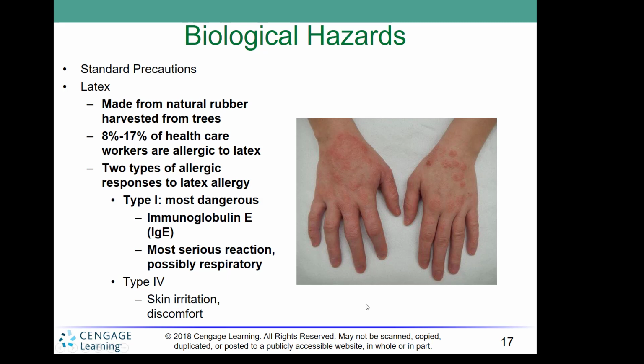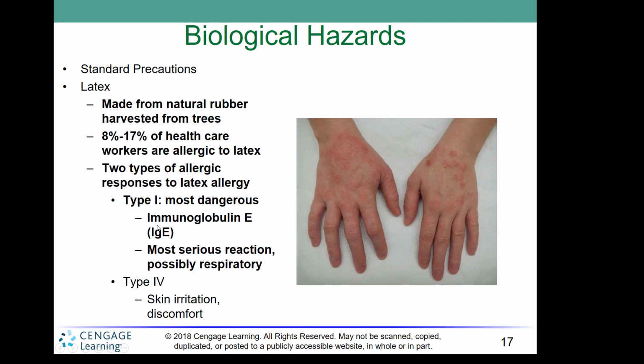Now we have two types of allergic responses. You have type 1 and type 4. Type 4 is not as dangerous. It's what you see right here. Skin irritation, discomfort, but it is extremely uncomfortable. If you have this, you're going to want to switch to a latex-free glove and just take good care of your skin. Make sure that you're using lotions and anti-inflammatories to make sure that you're not getting to this point.